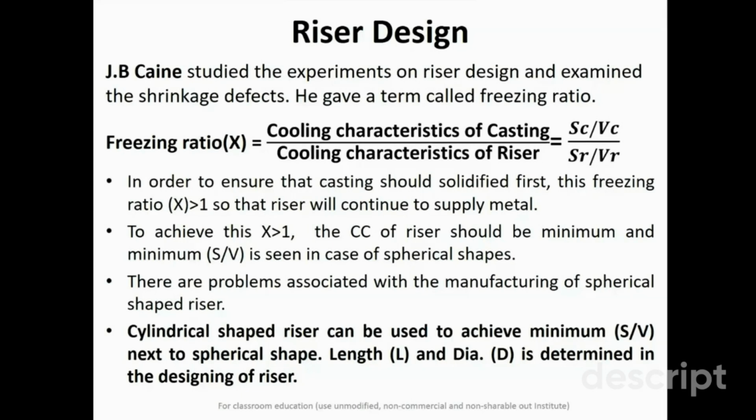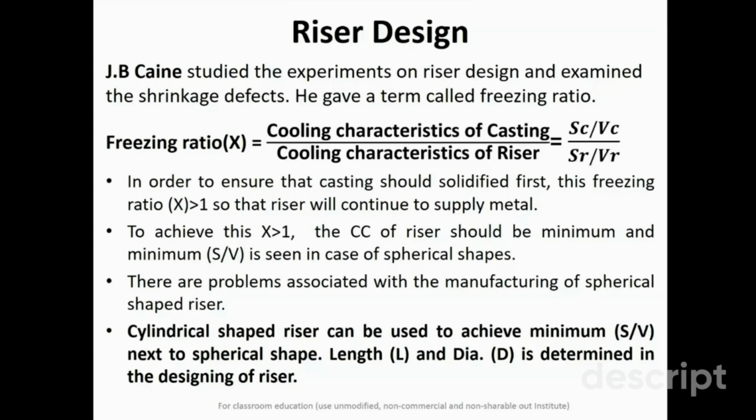So what is this cooling characteristic? It is basically the ratio of the surface area of the casting to the volume of the casting, and the whole divided by the surface area of the riser divided by the volume of the riser. To ensure that the casting solidifies first, this freezing ratio should be greater than 1, so that the riser will continue to supply metal.